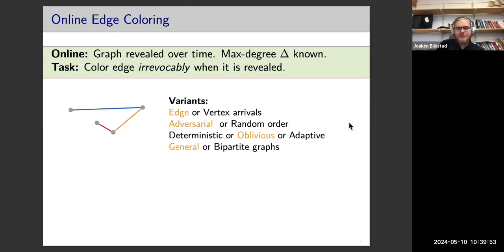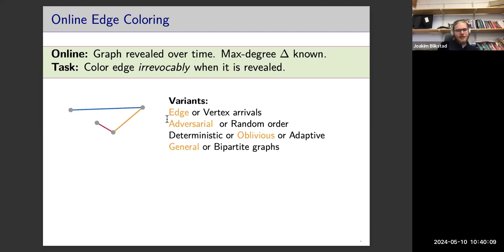There are many different variants on this. For instance, do you look at edges arriving or vertices arriving? In which order do things arrive? Do they come in random order, or in some kind of adversarial worst-case order? Also, what kind of algorithms do you consider?